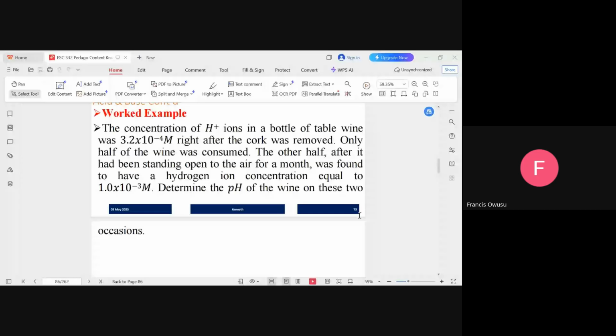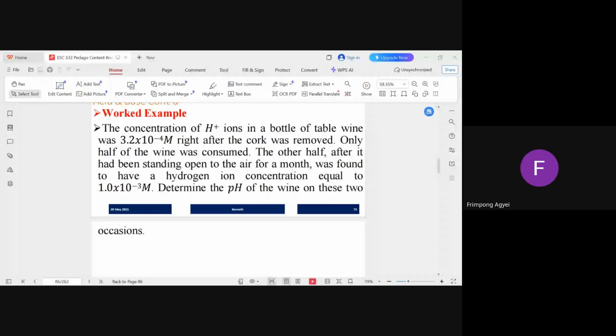Are you done? Yes, I'm done. That's the concentration of the hydronium ion. It's 3.981 times 10 to the power negative 13 molar. Molar or molarity. I'm getting confused. 3.981 times 10 raised to the power negative 13 molar.